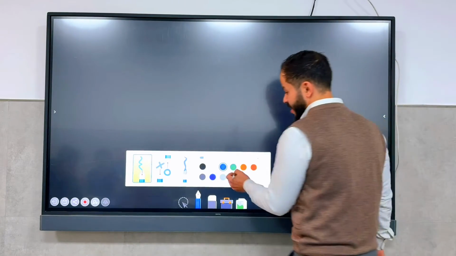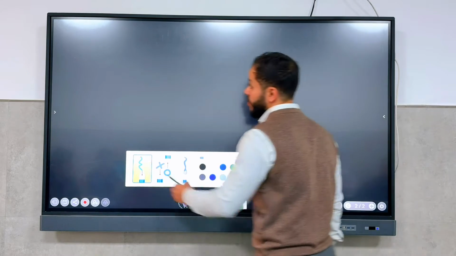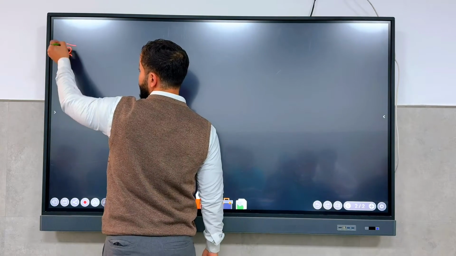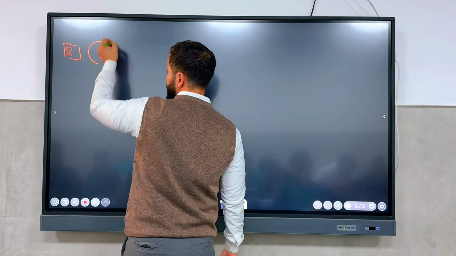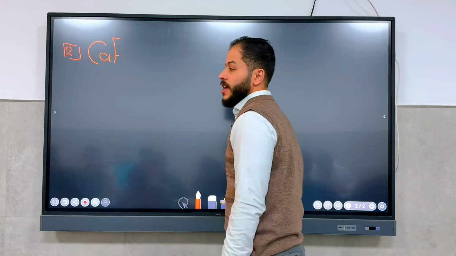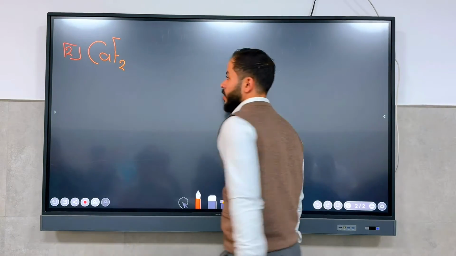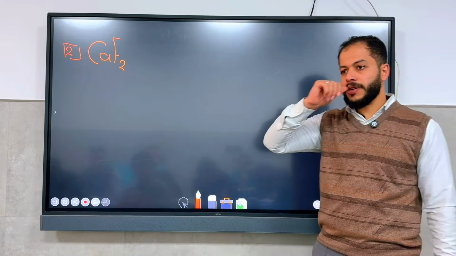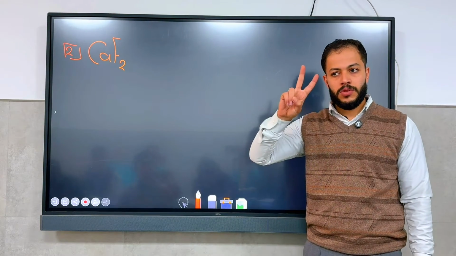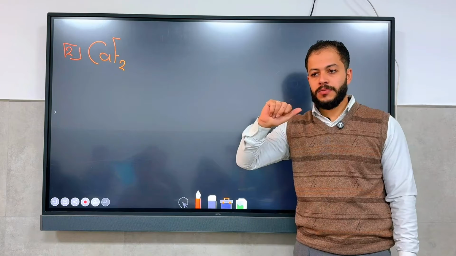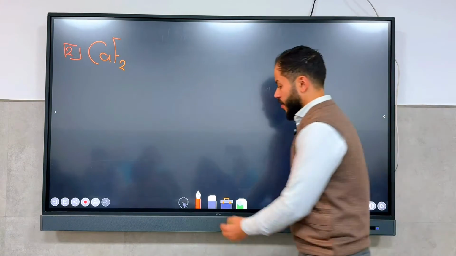So, very good. Now, we will go to the second example here, forming a type of ionic compound, calcium fluoride, CaF2. What is this? The subscript 2 here represents how many fluorine atoms? 2 fluorine atoms. How many calcium atoms? 1. So we want to figure it out the same way.